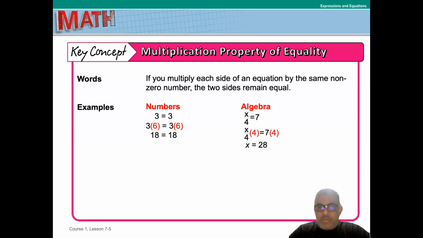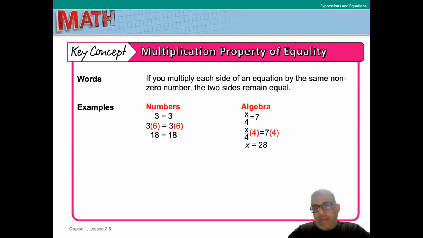3 is equal to 3, but 3 times 6 is 18. We have to do it to the right side. 3 groups of 6. So what are you going to do? Add 3 6 times. 3 plus 3 plus 3 plus 3 plus 3 plus 3. That gives you 18. We did it to the left side of the equation. We have to do it to the right side of the equation. Remember, this is the numeric equation.